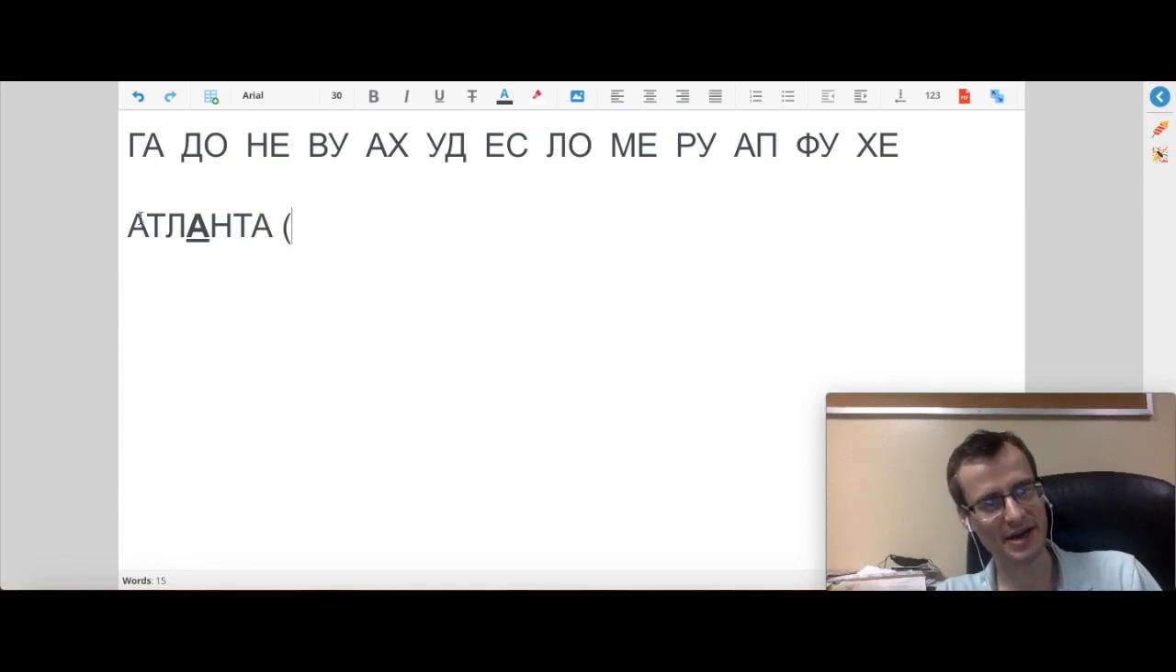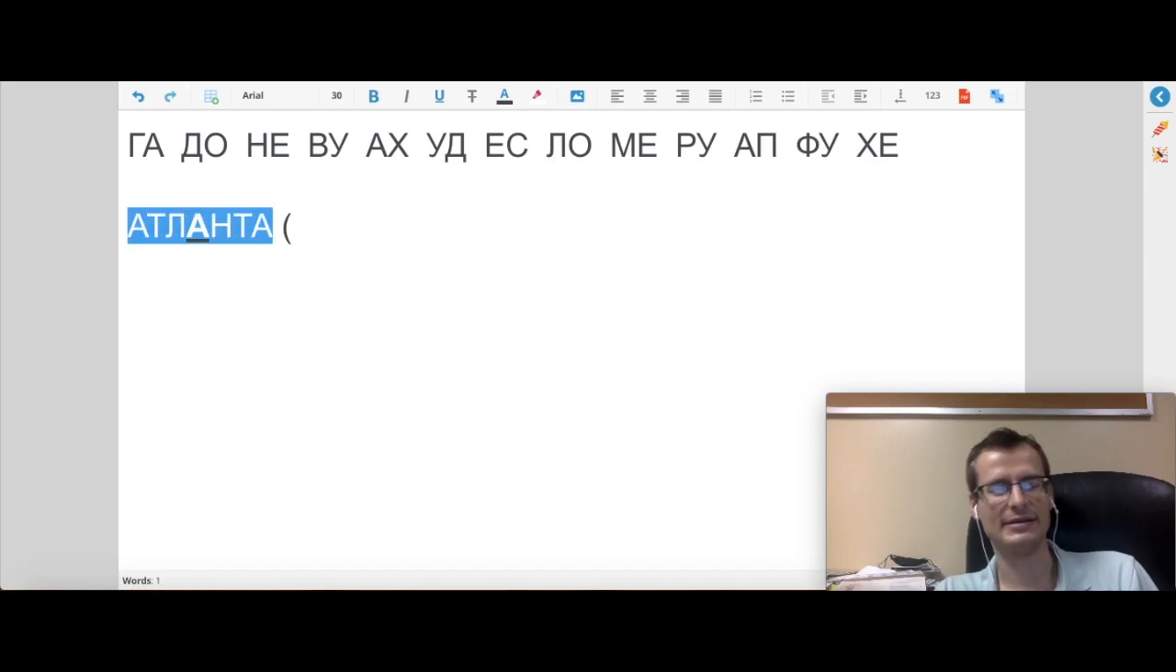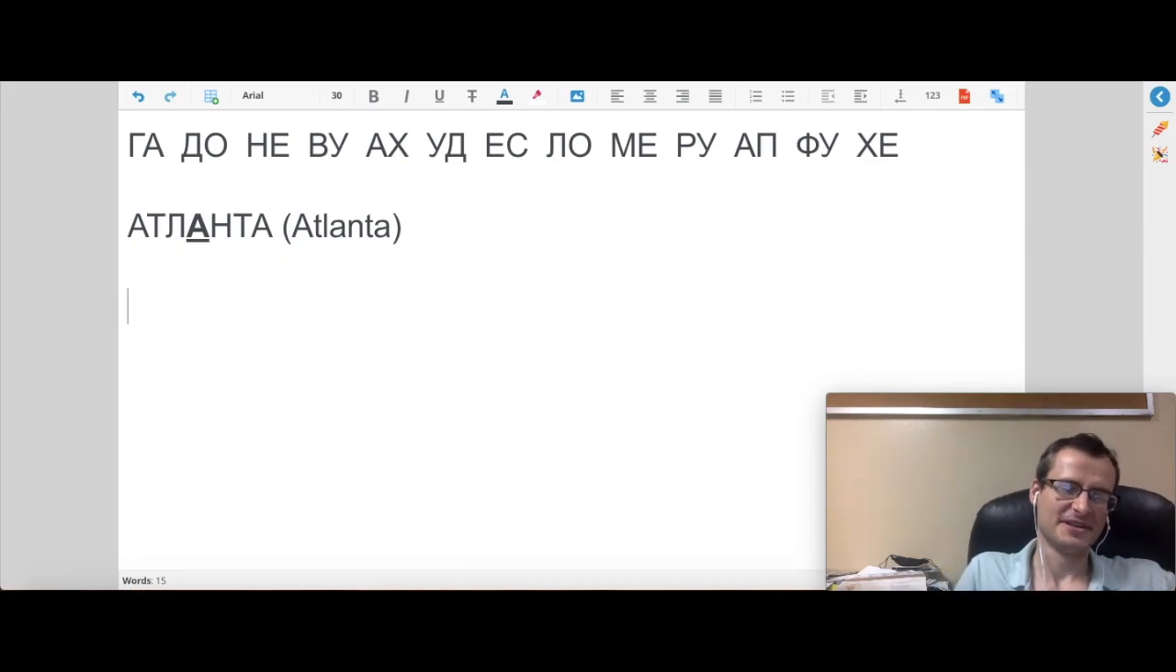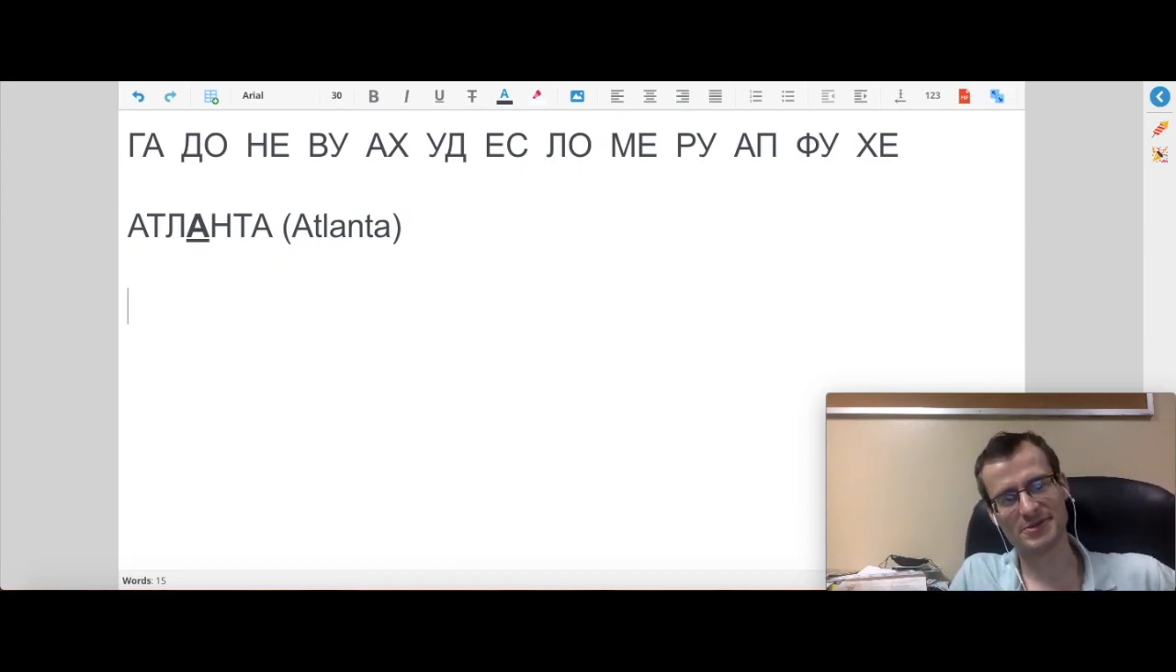It's an American city. Okay, so let's do it letter by letter. A, T, L, A, N, T, A. So together, Atlanta, which is, of course, Atlanta, a wonderful city in Texas. Atlanta, Texas. Yeah, or in Georgia, of course, in Georgia. So the Georgian one is probably more famous. Okay, next one. See if you can figure this one out.